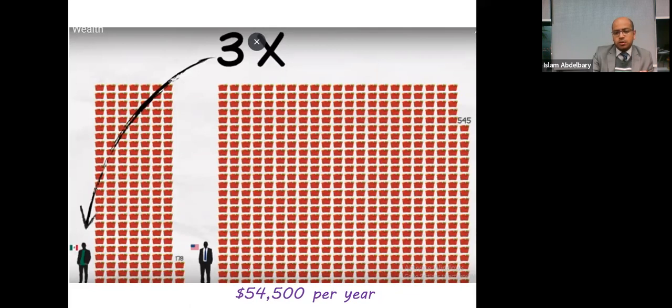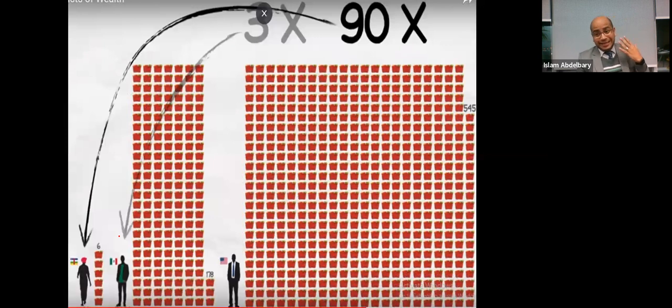Of course, because the GDP per capita, or the average income, is about 55,000 per year. You would be able to buy 545 baskets per year, which means 3 times more than a person in Mexico and 90 times more than people in Central Africa. Could you imagine the gap between the standard of living?